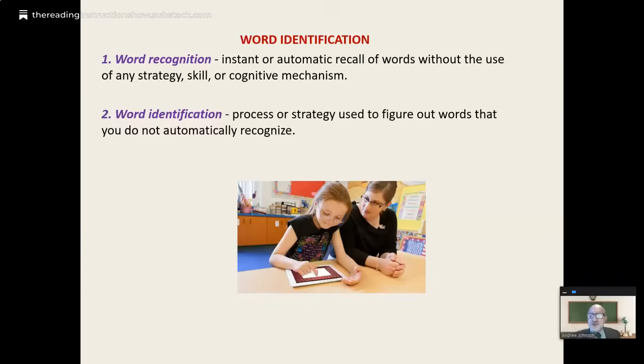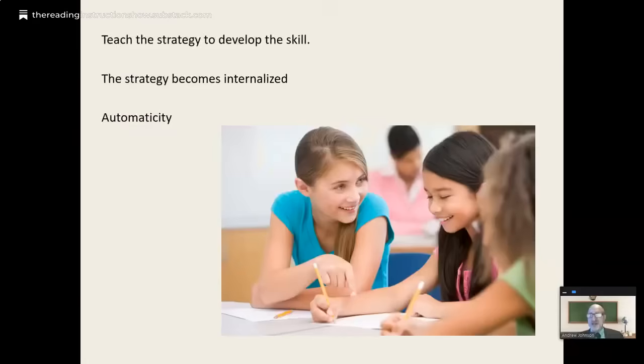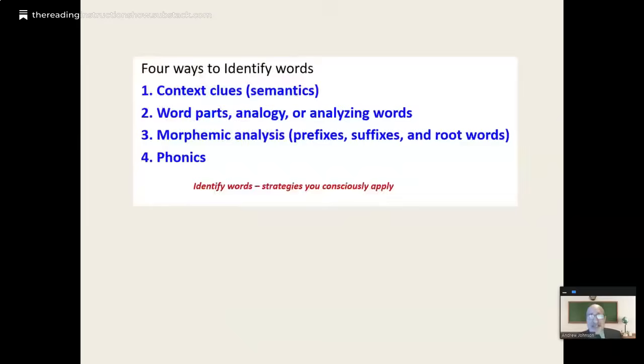Word identification is when a word is in your lexicon, the dictionary in your head, but you don't recognize it. So you need some sort of process that you consciously apply to figure out what that word is. You don't recognize it, so you use a strategy, you consciously apply it. And we teach strategies, something you consciously apply, to develop the skill. So you don't have to think about it, you do it automatically. The strategy becomes internalized. Automaticity is the word for a strategy that has become internalized. It is a skill. We teach the strategy to develop the skill.